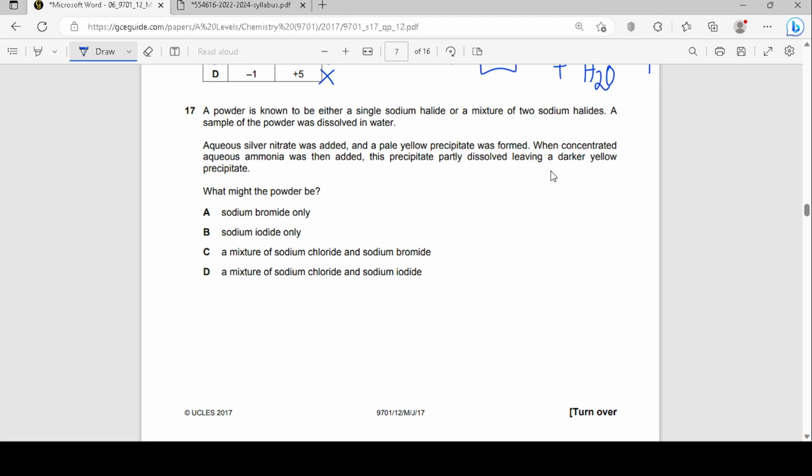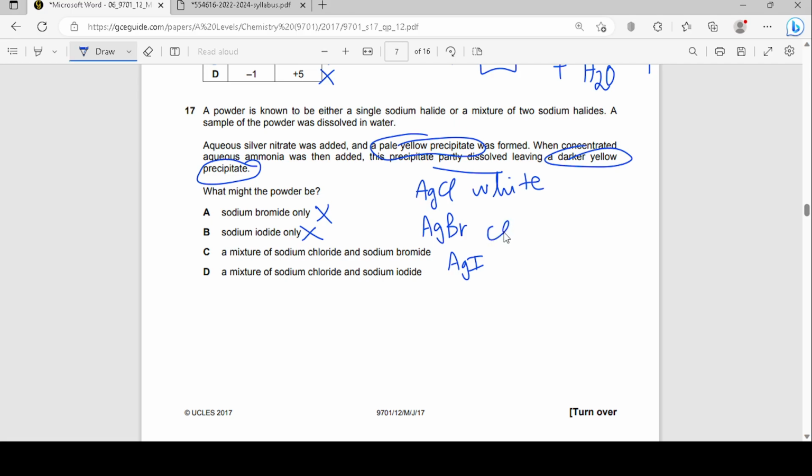So they're saying it's either a single sodium halide or a mixture of two sodium halides. I believe it's two sodium halides because initially it had a pale yellow precipitate and then partly dissolved, leaving a darker yellow precipitate. So that implies that there must be more than one precipitate at work there. And so I'm going to eliminate A and B on that basis, and use the colors of the precipitates: AgCl, AgBr, or AgI. So AgCl would be white, AgBr would be creamish, and AgI is yellow, right?